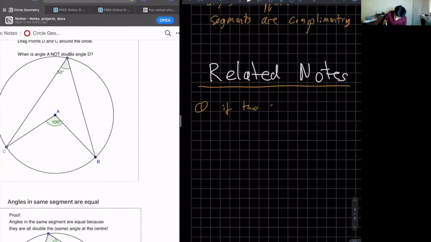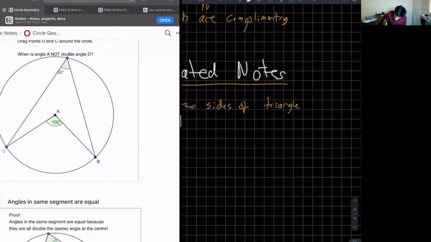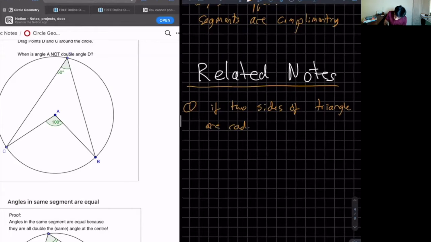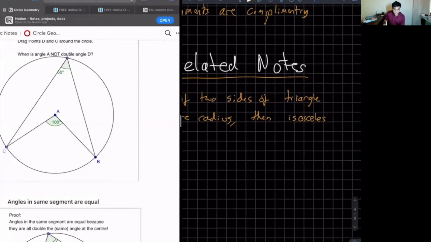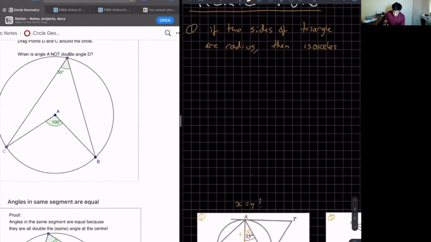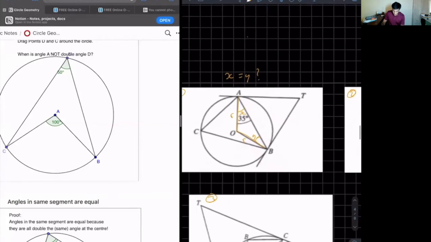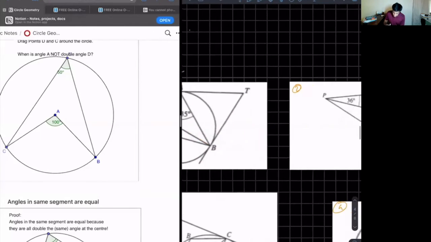If two sides of a triangle are radius, then, ooh, I forgot how to write this down. Isosceles, maybe that's how you spell it? I don't know, isosceles, all right? Good. All right, so let's keep going, let's keep going. Let's go to the second question now, this one.